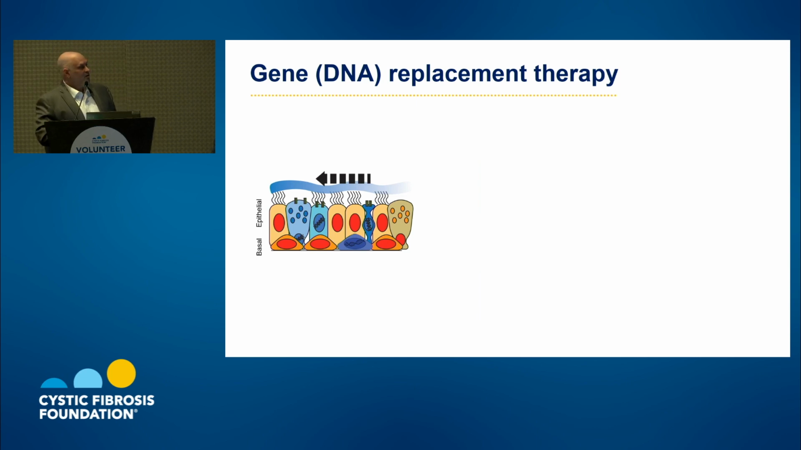So we have a similar approach where we think about gene replacement therapy or DNA therapy, where instead of delivering a messenger RNA, we're going to deliver a piece of DNA. And it starts the same way with some delivery vehicle that encapsulates the nucleic acids. Those get delivered to the cells. They can either be delivered from the airway side, which is what was just shown on the cartoon there, or from the blood side.